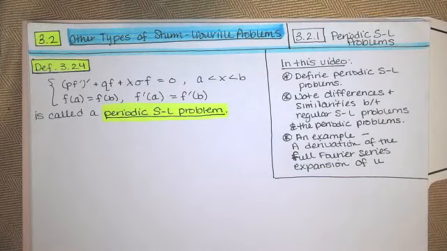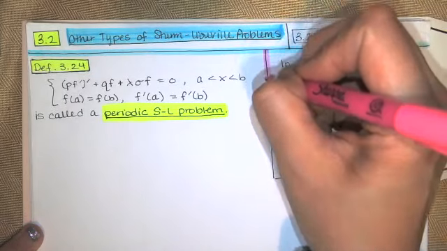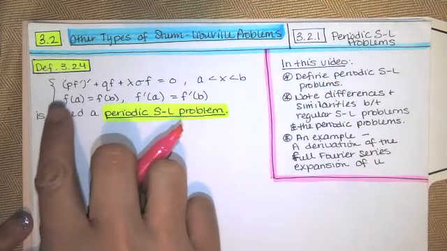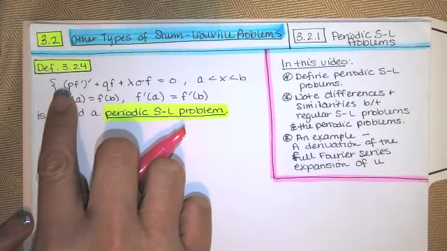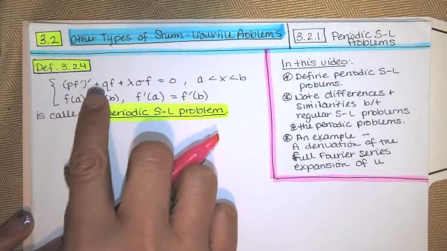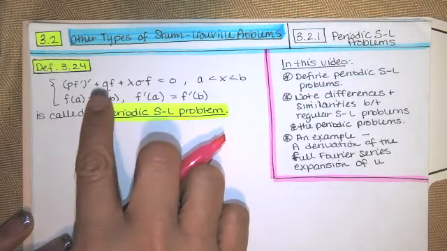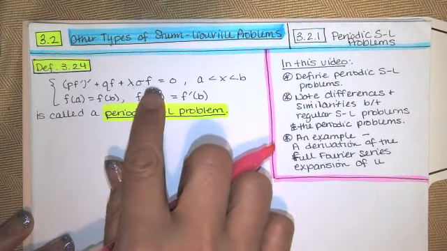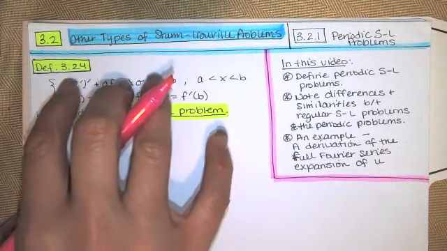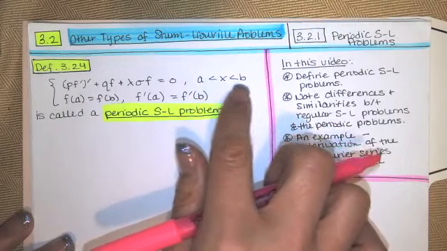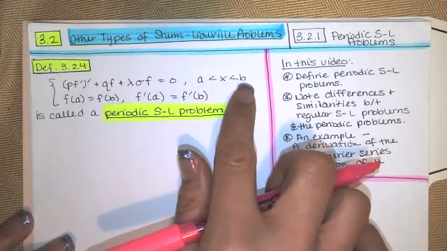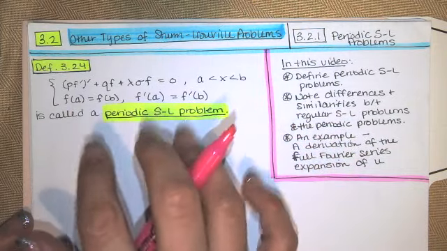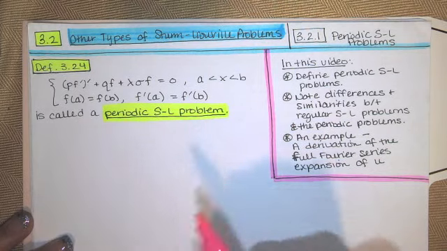Now let's start with the definition. One thing I want you to notice right away is that the differential equation hasn't changed. P is continuously differentiable and given to us. Q is also given, sigma is given. If we can write the differential equation in this form and we have that differential equation for x values in some finite interval starting at x equals a and ending at x equals b, and we have these two boundary conditions, then what we have is a periodic Sturm-Liouville problem.